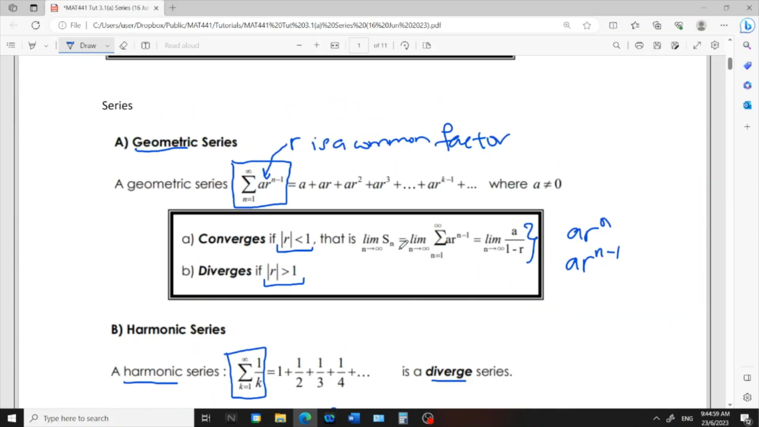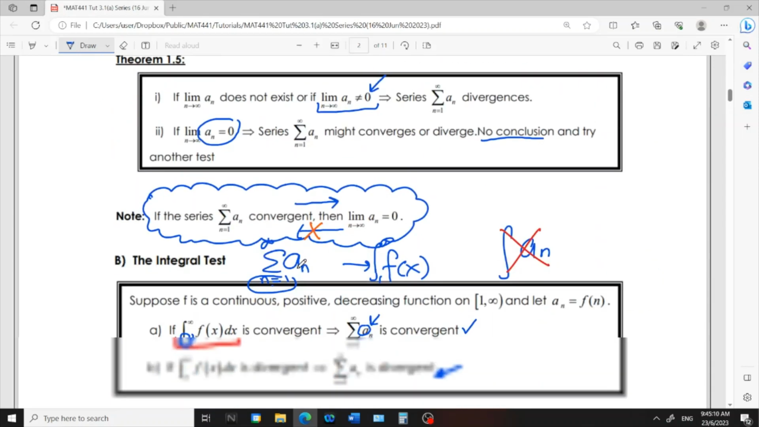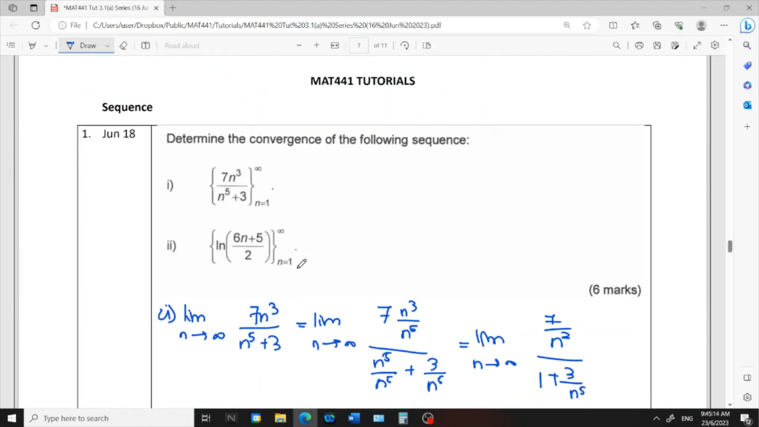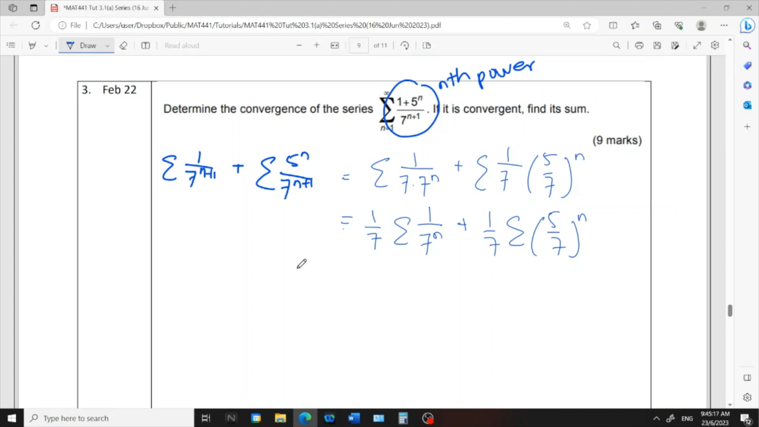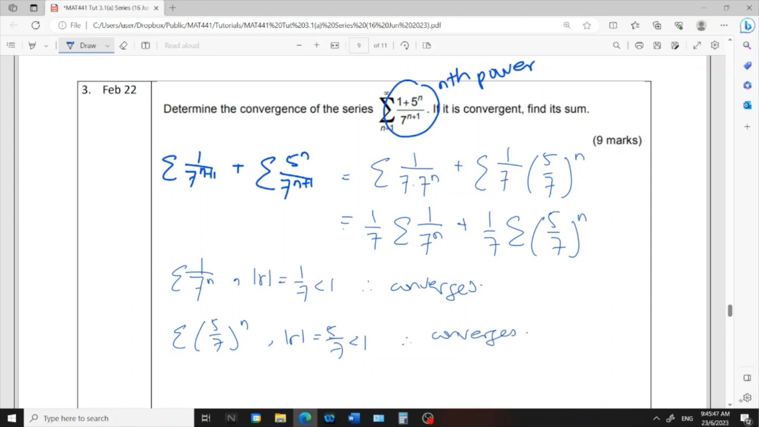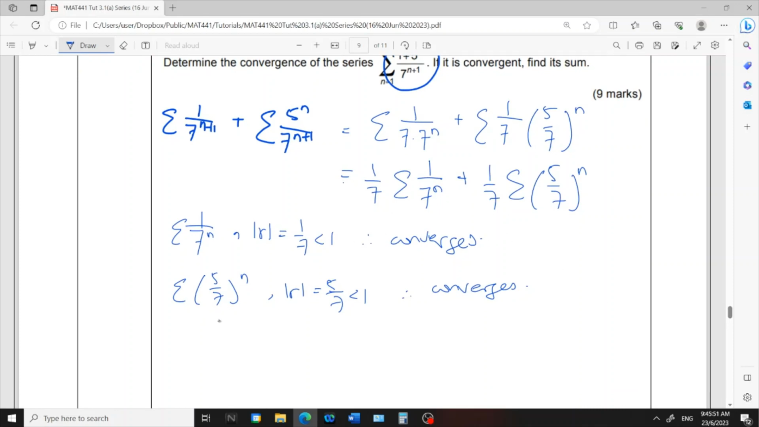For the geometric series ar to the power of n, if r is less than 1, it converges. If r is greater than 1, it diverges. If r equals 1, no conclusion. Let's see the first series, 1 over 7 to the power of n. What is r? r is 1 over 7, which is less than 1, so this series converges. What about 5 over 7 to the power of n? r is 5 over 7, which is also less than 1. Therefore, this series converges.